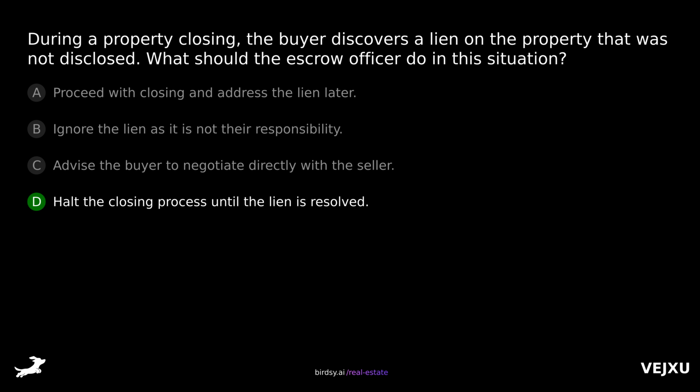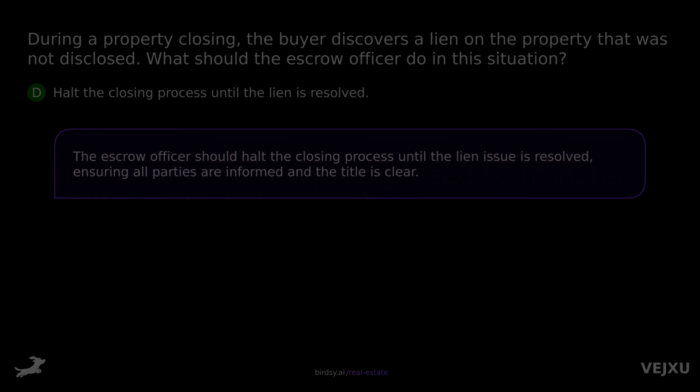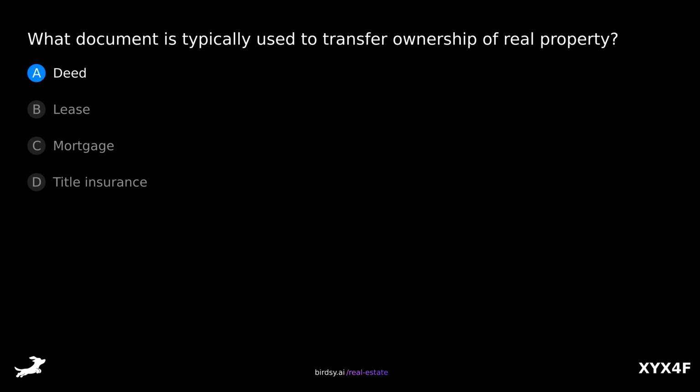The answer is D, halt the closing process until the lien is resolved. The escrow officer should halt the closing process until the lien issue is resolved, ensuring all parties are informed and the title is clear. What document is typically used to transfer ownership of real property? Is it A, deed, B, lease, C, mortgage, or D, title insurance?